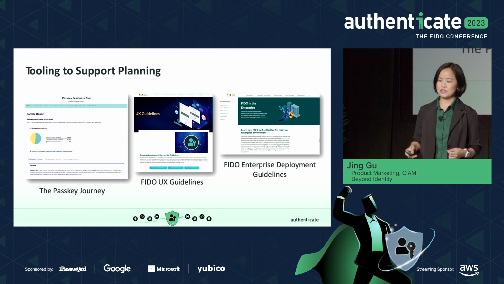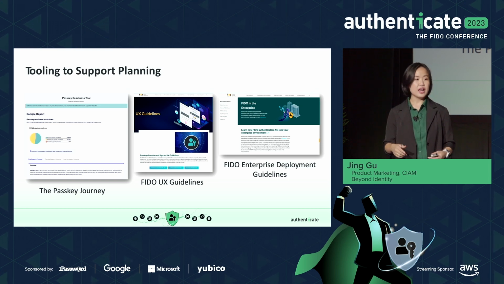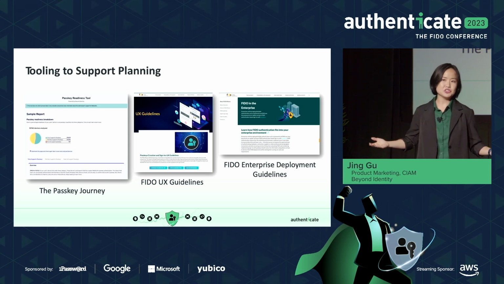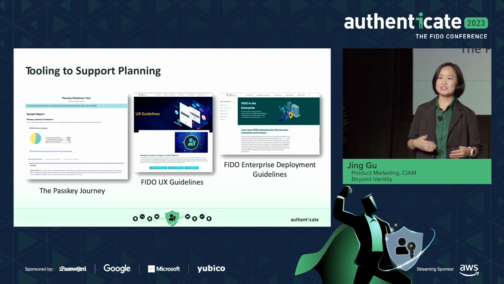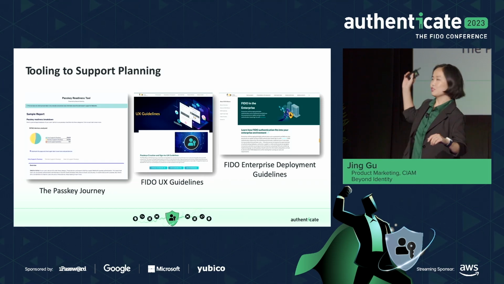Shout out to Dean Sachs from Amazon for leading that effort. The UX guidelines have Figmas that you can actually give to your design team. So they don't have to reinvent the wheel there. And I also want to call out the passkey journey, which is on my right.